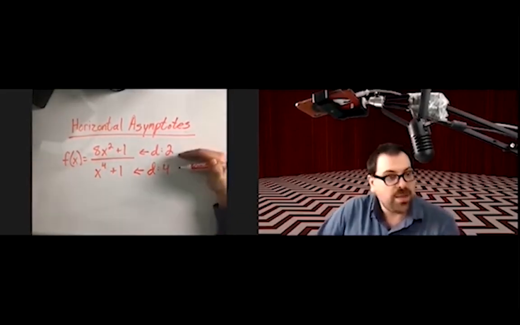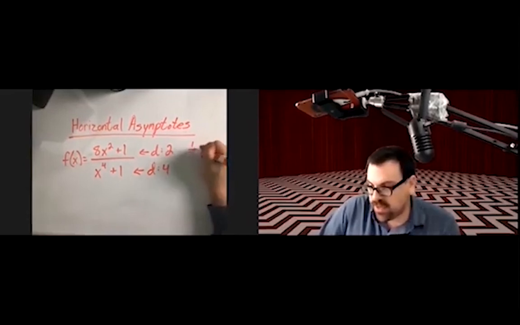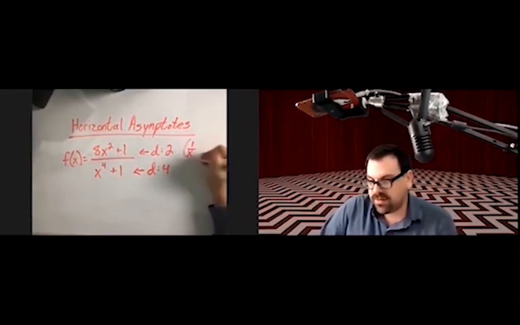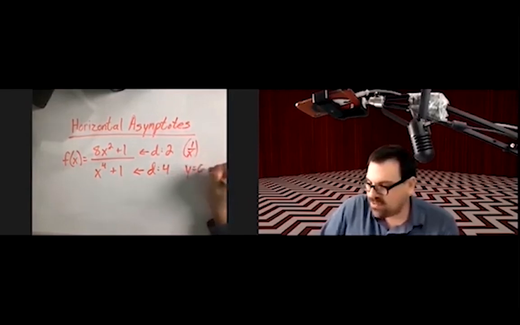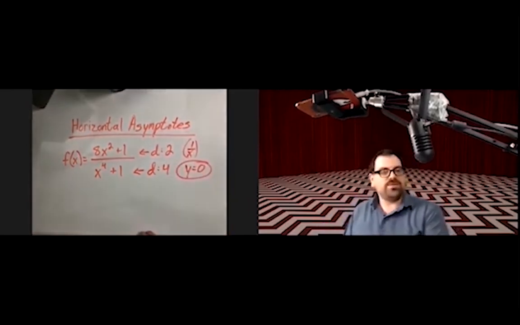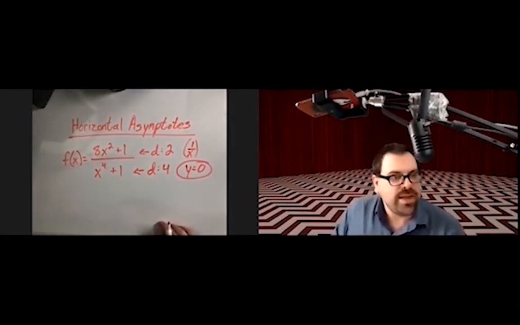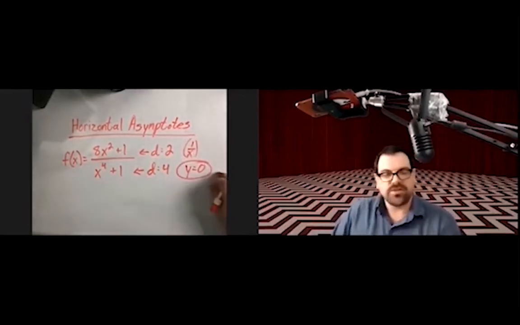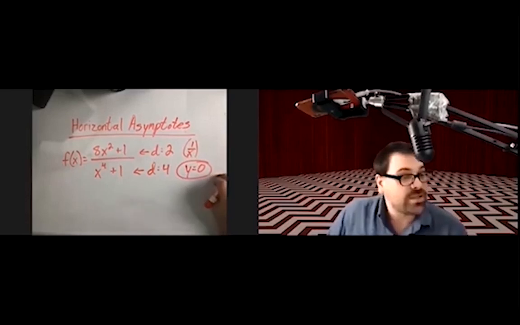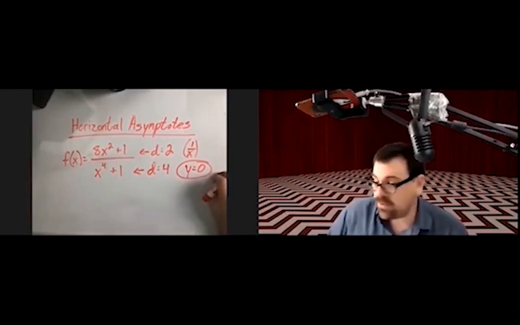When the degree of the top is less, that's just like 1 over x. Just like 1 over x, the horizontal asymptote would be y equals 0. That's all the thought that has to go into that. The degree is smaller on top, just like 1 over x. So just like 1 over x, it has a horizontal asymptote of y equals 0.